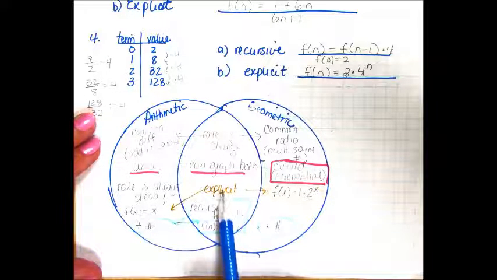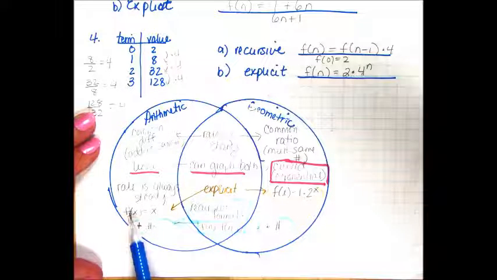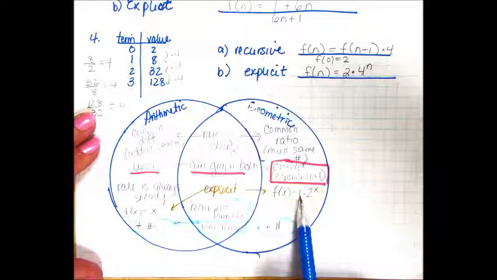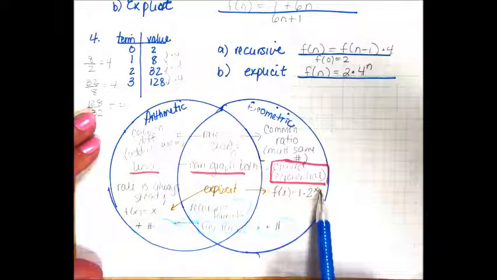We can write the explicit formula for both. In arithmetic, it's f of x is equal to something happening just to x. So we know it probably more familiarly as y is equal to mx plus b. If I were to write the explicit for the geometric, we start with the 0 term and we have our common ratio sitting here. That's the number we're multiplying every time, and then x now is my exponent.